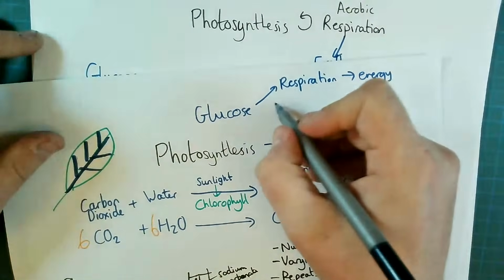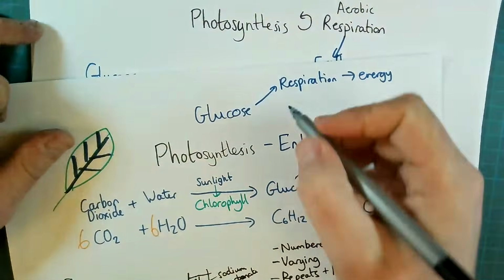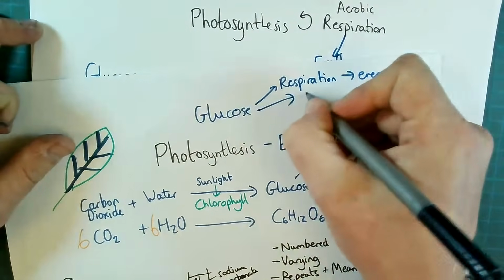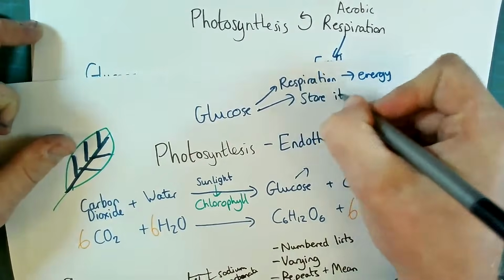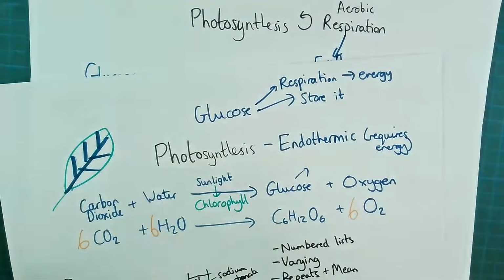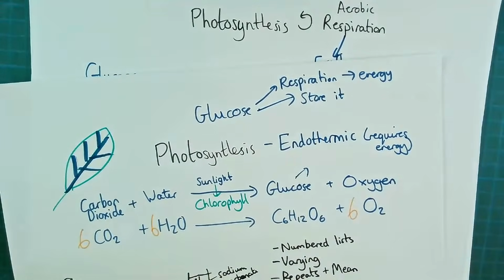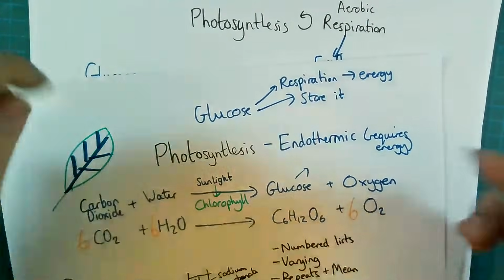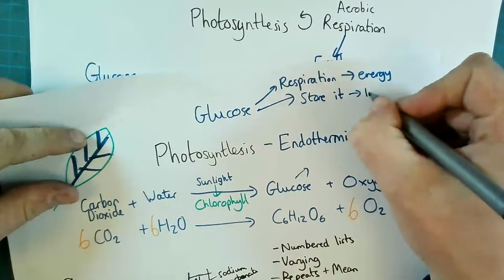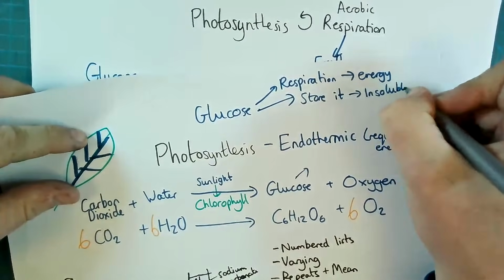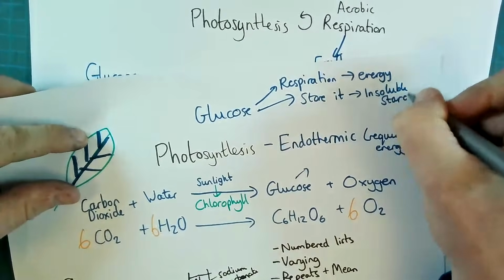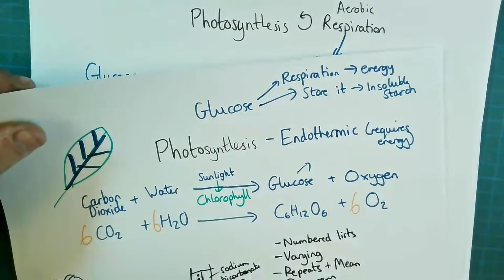And because of that, if I can't use it all the time, okay, we can store it. Now, the problem with sugar is it's soluble. So if I'm not careful, I'll constantly be losing some. So what we do is we make it insoluble, and they do that by turning it into starch. Okay.